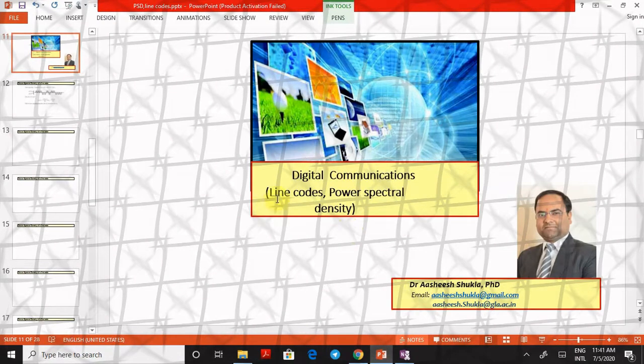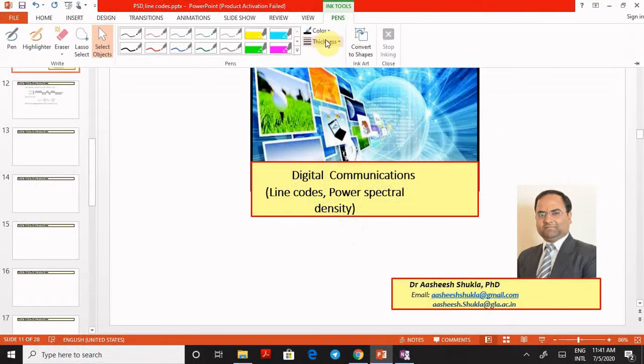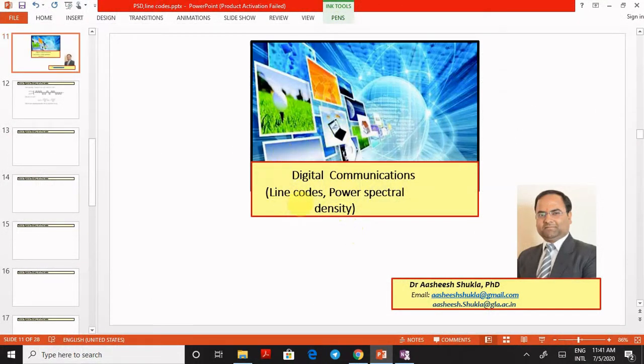In the last class, we have already seen the concepts of line code as well as the definition of power spectral density. And we have also derived the formula for power spectral density for any general line code. So today, we are going to find out the power spectral density of a polar line code.